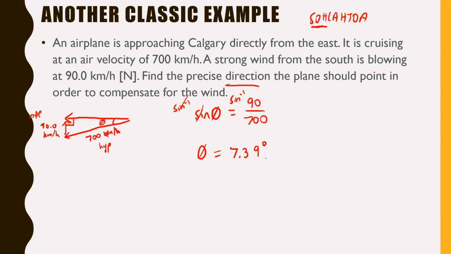7.39 degrees. And I guess we really should wrap this up by also saying what direction, like in compass directions, this is. Notice by how this is pointed, that's just below west. So I would call that 7.39 degrees. It's below west. So I would say that's in brackets south of west.